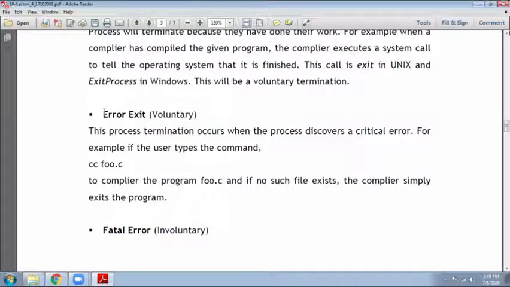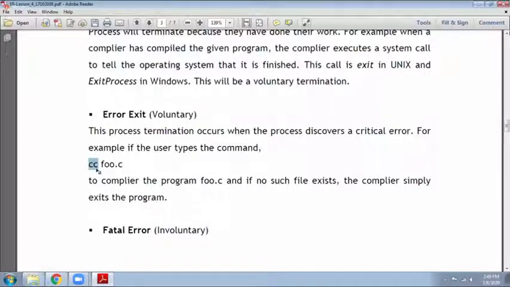Then sometimes we get error exit. It is also voluntary. This process termination occurs when the process discovers a critical error. Sometimes our source code has error checking commands. If this condition happens, we can exit like that. So if it discovers a critical error, you can use it. For example, if the user types the command cc foo.c.